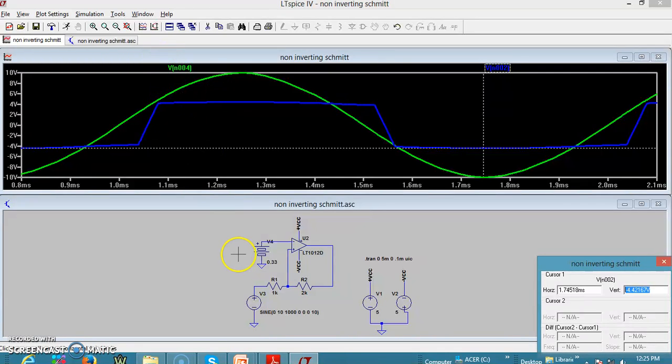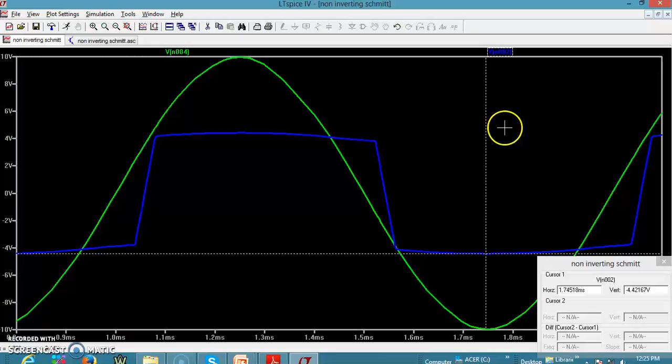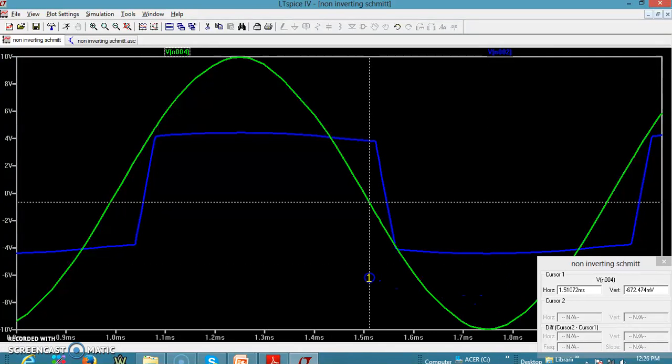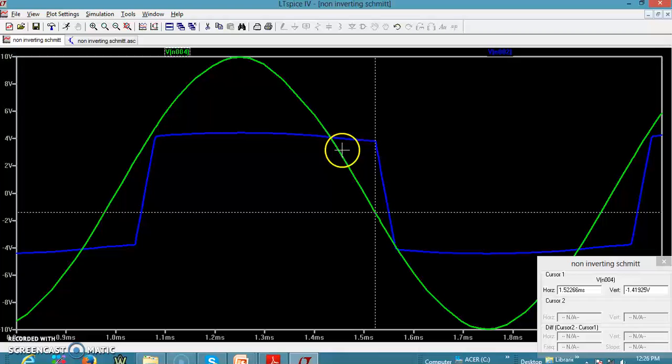We know that the VTL is that voltage where the output makes a transition from high to low. So this is high, this is low. Let me just trace at what input voltage this happens. Here, this is the input voltage at which the output is making a transition from plus Vsat to minus Vsat, which is minus 1.41.